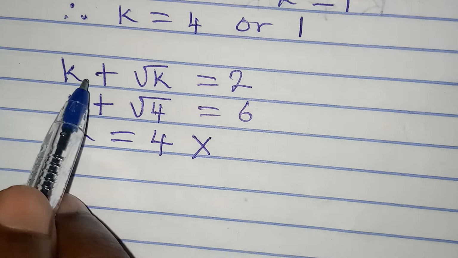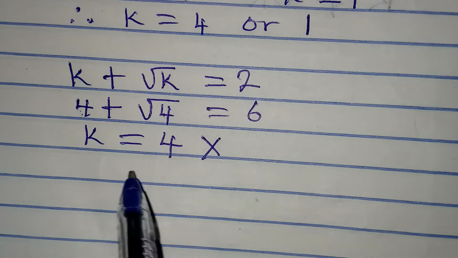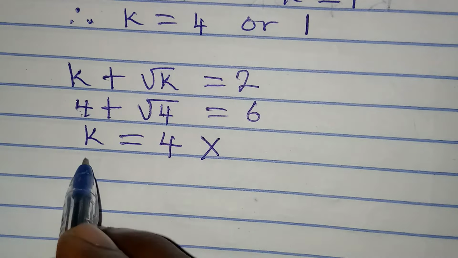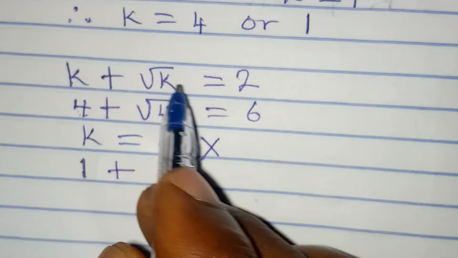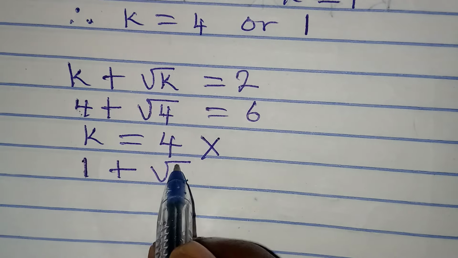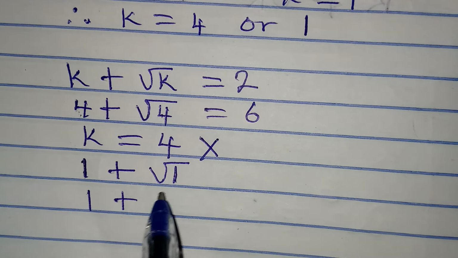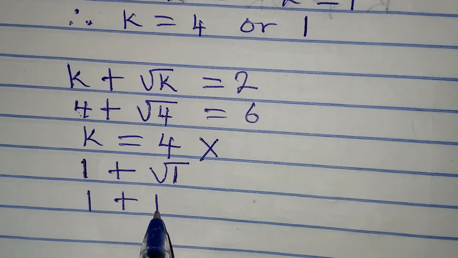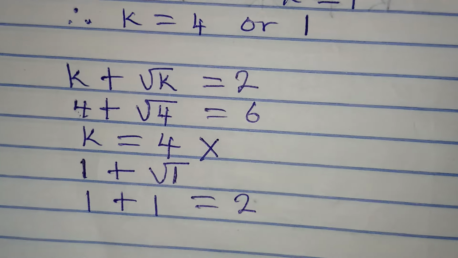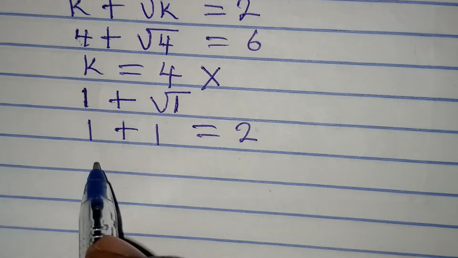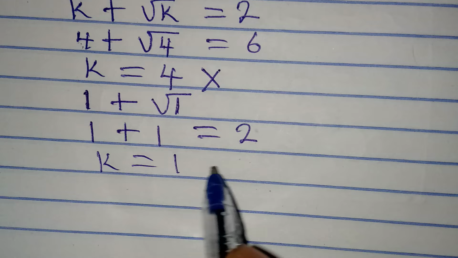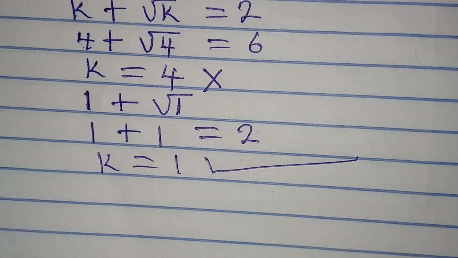Then if we use k equal to 1, then in place of k we have 1, plus in place of root k we have square root of 1. Now 1 is here, plus square root of 1 is 1, and this will give 2. So therefore k equal to 1 is the solution to this problem.